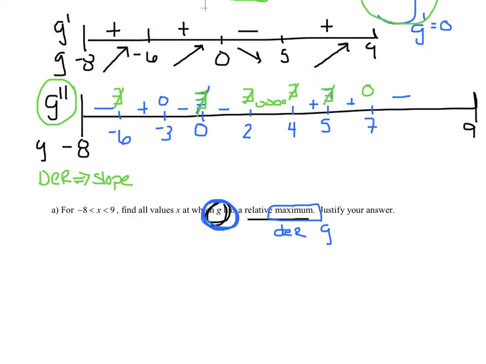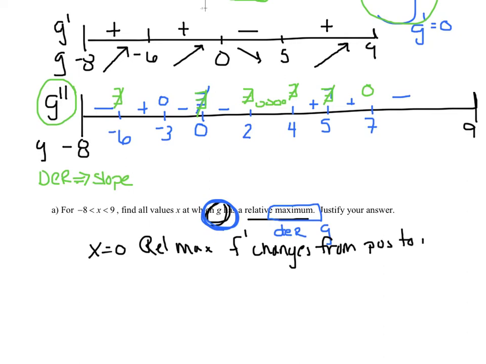So I strictly go to G prime, okay, derivative of G, and I'm looking for a max. So if I go increasing and then increasing some more, that's not a max or a min. But if I go from increasing to decreasing, look at my arrows there, that creates a max at 0. If I go from decreasing to increasing, that creates a min at 5. So I would say x equals 0 is a relative max. And my justification hopefully is pretty straightforward. F prime changes from positive to negative.